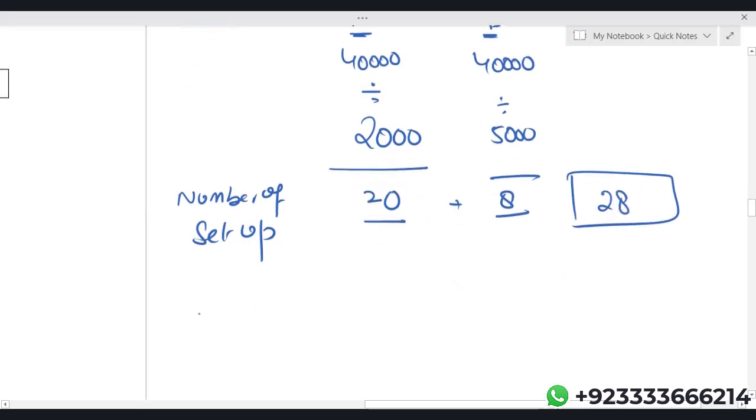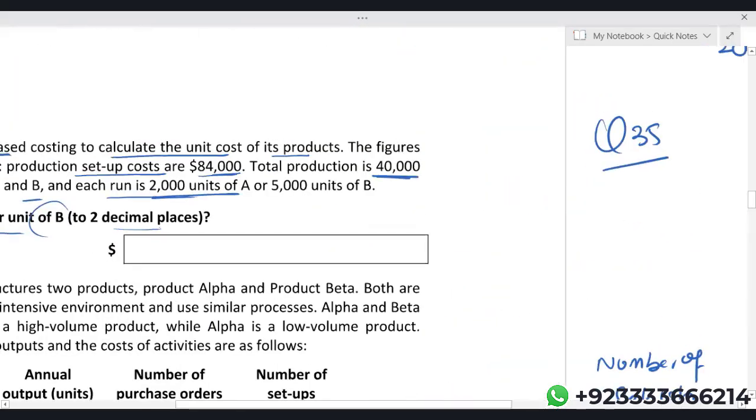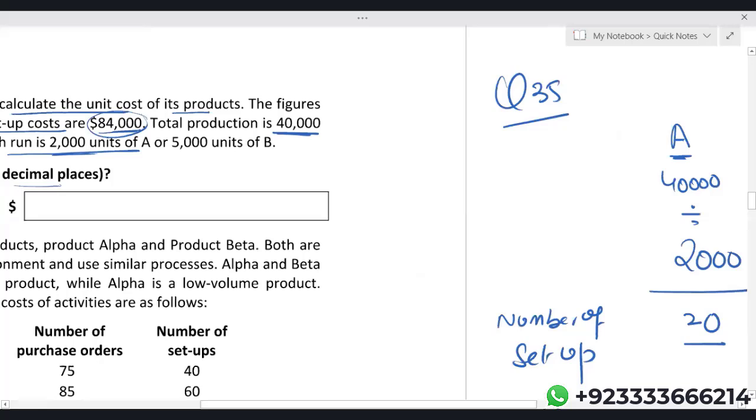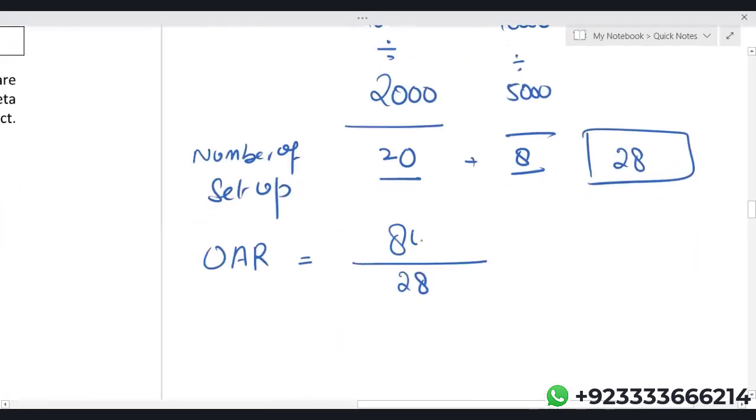Now, very easily we can calculate overhead absorption rate per setup. Number of setups we have calculated 28 and total setup cost is 84,000. So I would say exactly the same question with a little change in the data. We're getting answer 3,000 per setup. So $3,000 per setup.